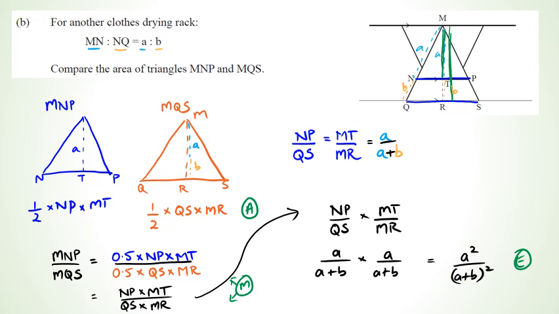It looks like a tricky question, but guys, it's just similar triangles and just working with the ratios there. And as long as you understand similar triangles, you should be able to do this question. Okay, so that's us with question 1. Now we move to question 2.